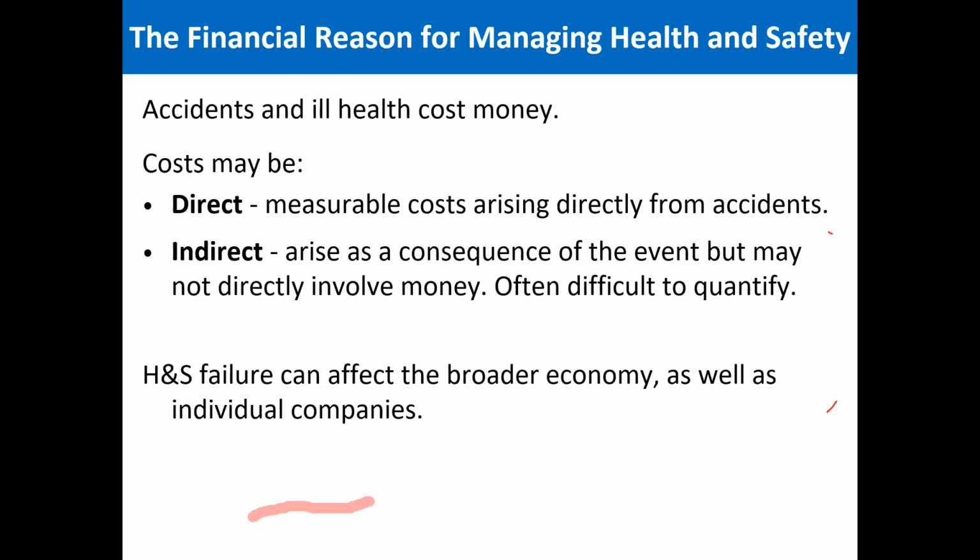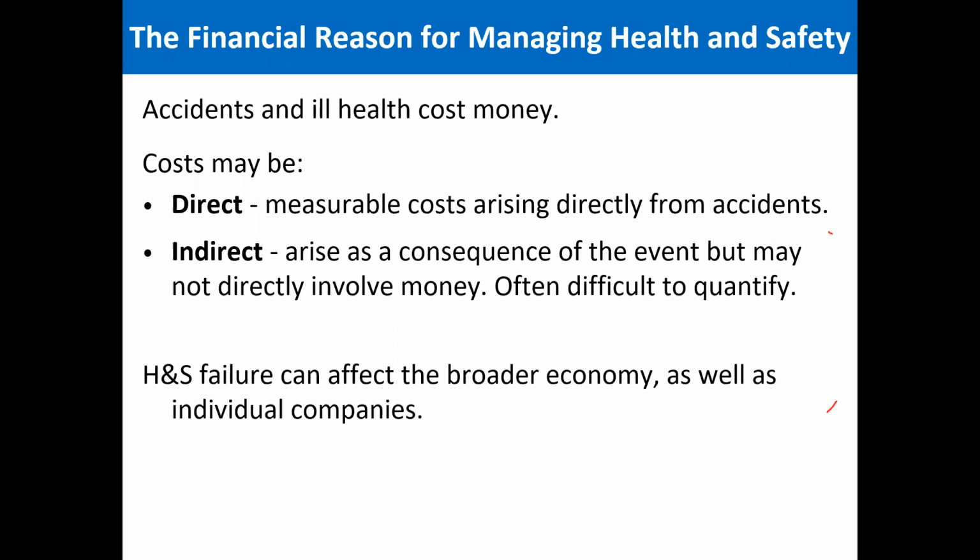The property damage that you will incur during the accident is a direct cost. The money you will lose due to work stoppage immediately on the scene of the incident is a direct cost as well. So all of the costs which are measurable and are arising directly from the accident are called direct costs. Then there are indirect costs which arise as a consequence of the event, but may not be directly involving money as well. And they are often difficult to quantify.